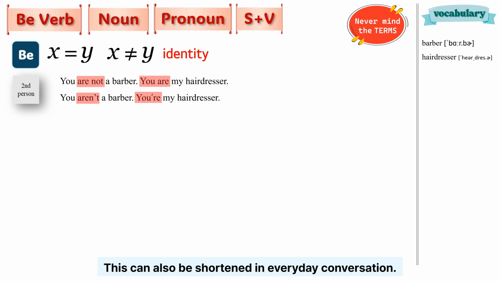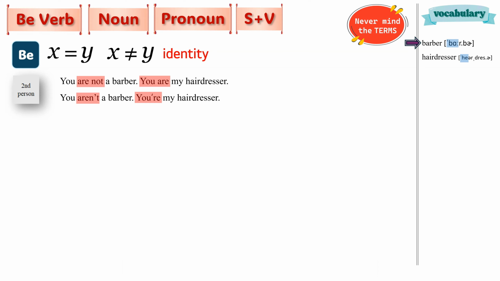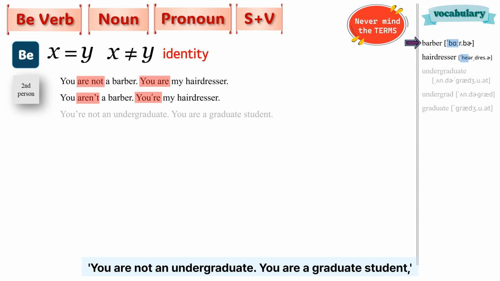This can also be shortened in everyday conversation. Listen carefully to the stress and intonation. You are not a barber. You are my hairdresser. You aren't a barber. You're my hairdresser.